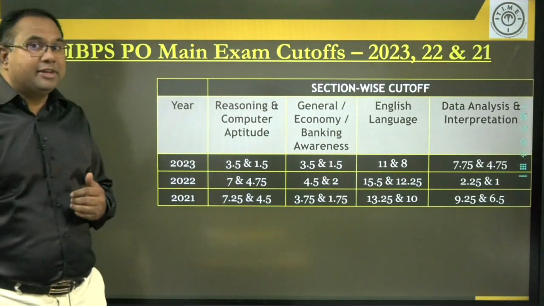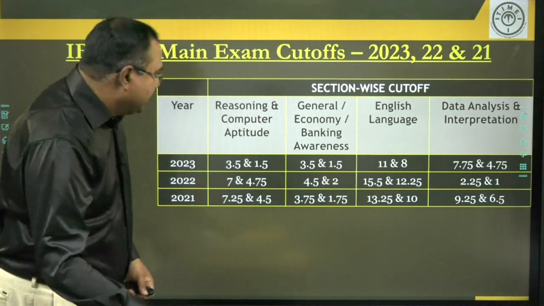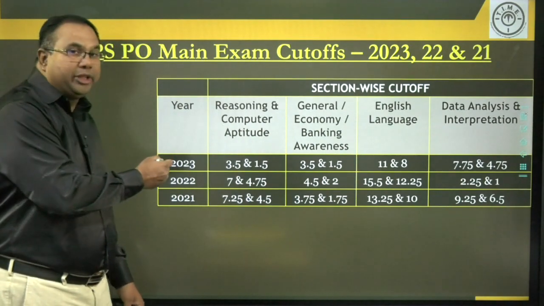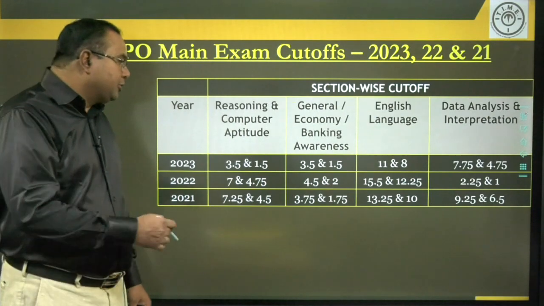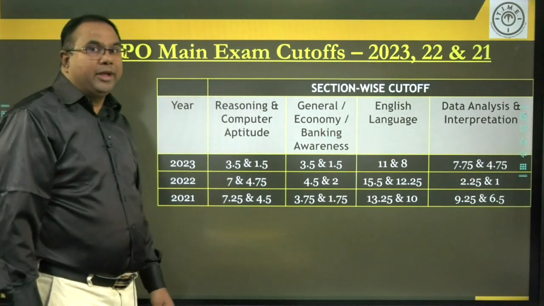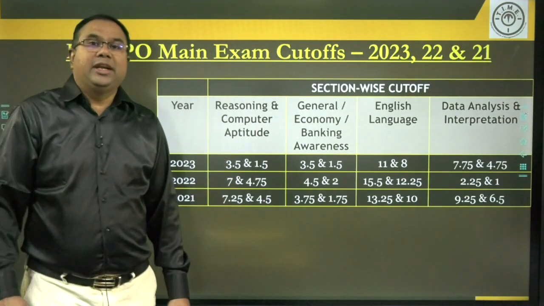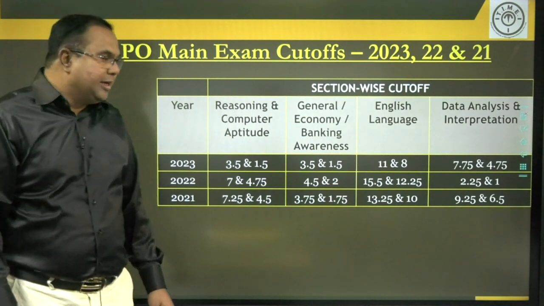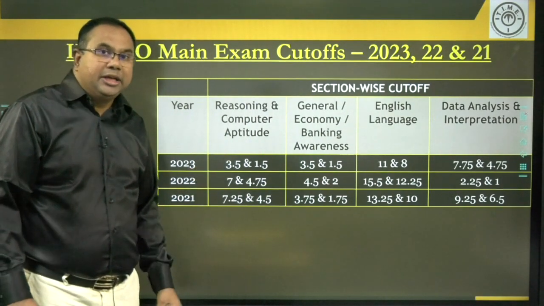When we look at the section wise cutoff for the reasoning and computer aptitude section, we have 2021, 2022, 2023. Just observe 2023, the cutoff is 3.5 and 1.5. 3.5 is for the general category and 1.5 is for reserved categories, right?